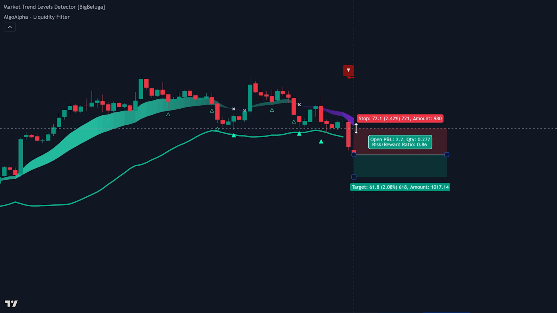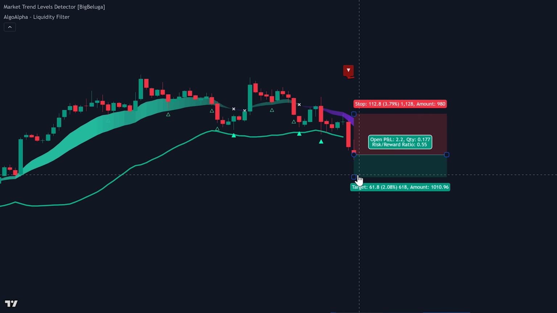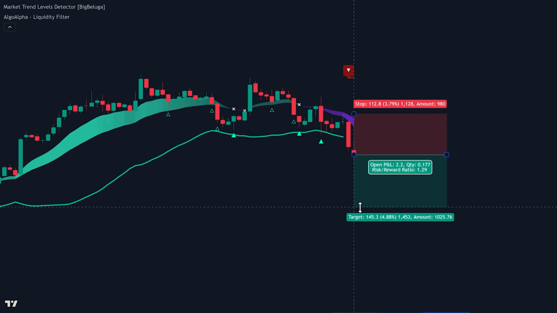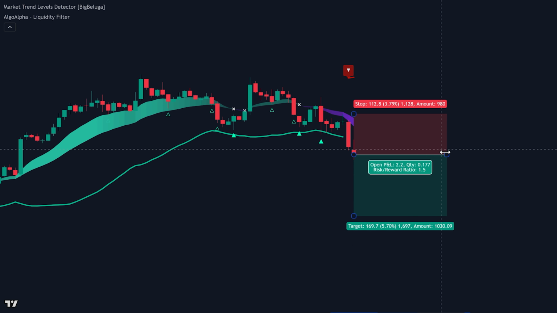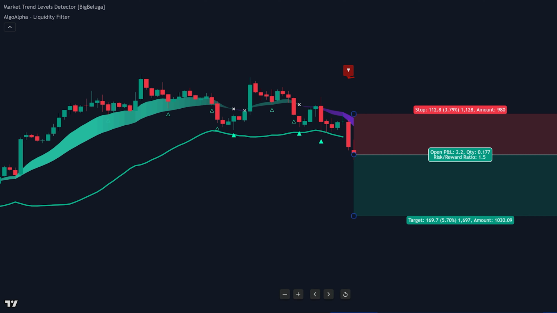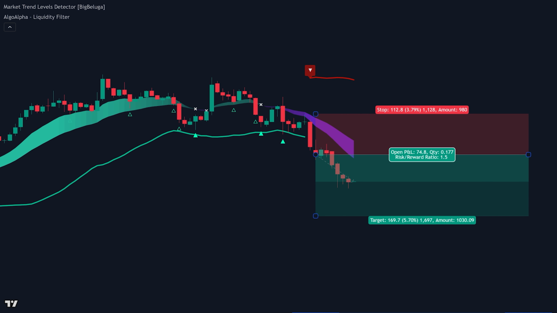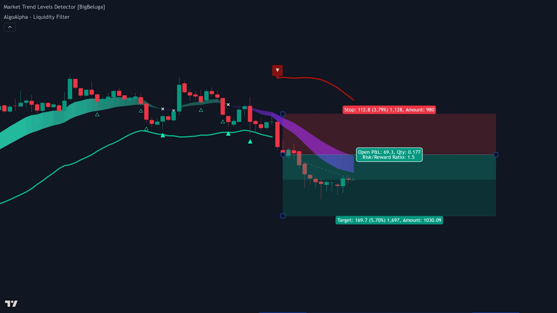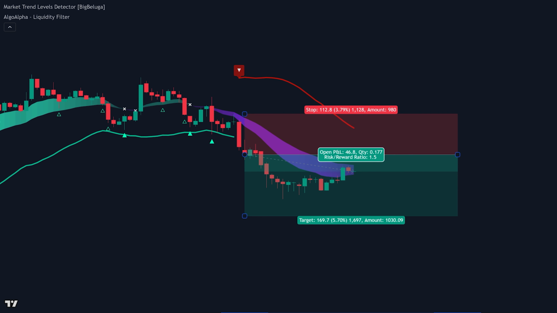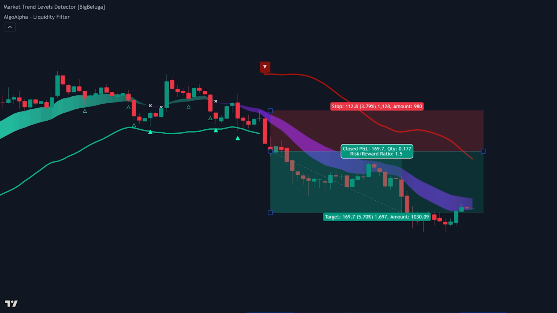The stop loss should be placed just above the market trend detector's trend band to limit risk. For the take profit, we aim for a 1 to 1.5 risk to reward ratio. As shown in this example, all conditions were satisfied and price moved in our favor, successfully hitting the target. A clean and profitable short trade.